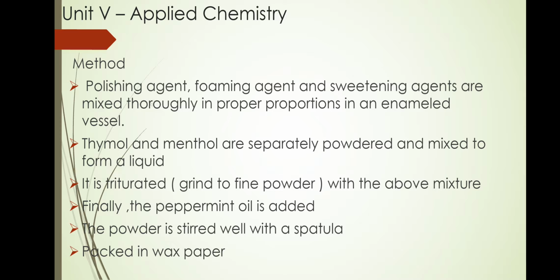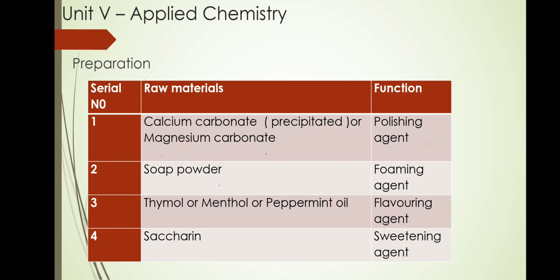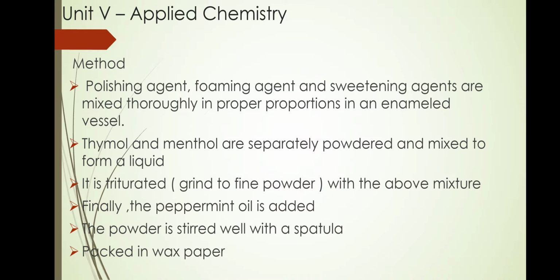Then the method: polishing agent, foaming agent, and sweetening agent are mixed thoroughly in proper proportion in an enameled vessel. Enameled vessel means the ceramic vessels you have seen. That is what enamel is. So what is the polishing agent? Calcium carbonate, magnesium carbonate. Then foaming agent, soap powder, then saccharin. These three will be taken and mixed thoroughly.